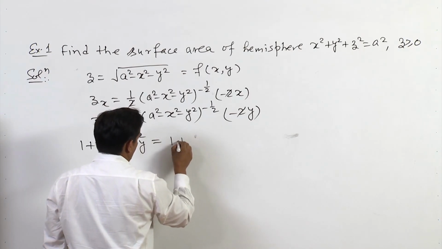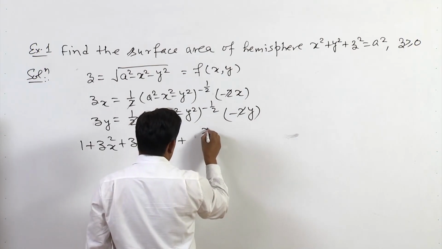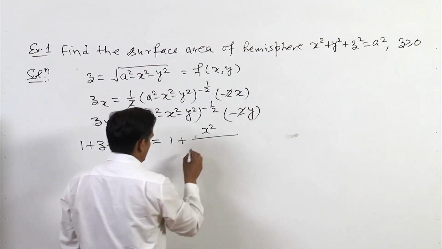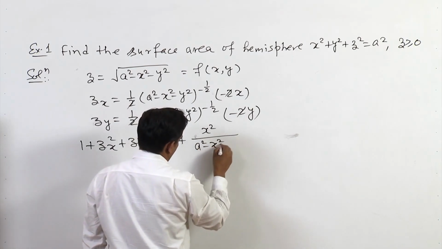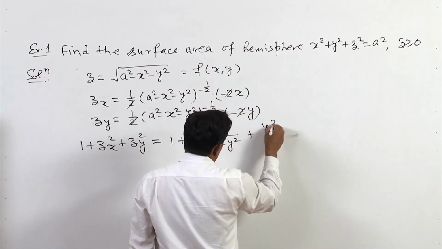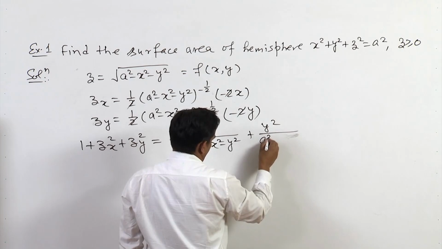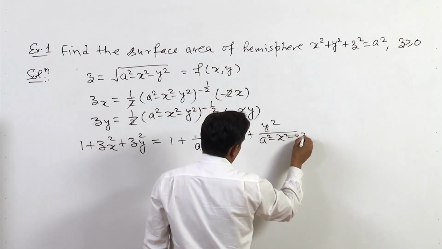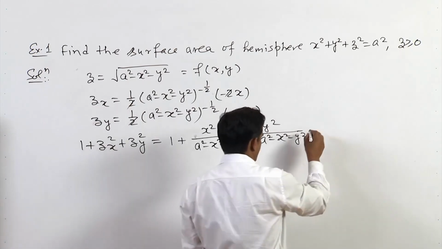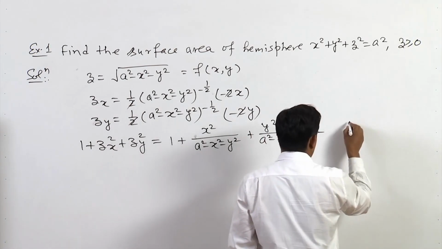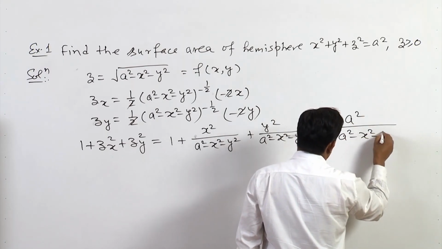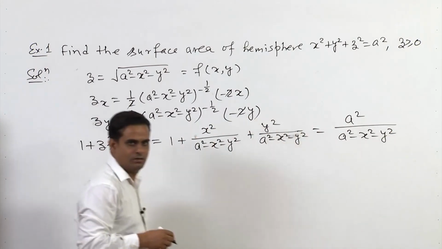1 plus x square upon a square minus x square minus y square plus y square upon a square minus x square minus y square, and it will be a square upon a square minus x square minus y square.